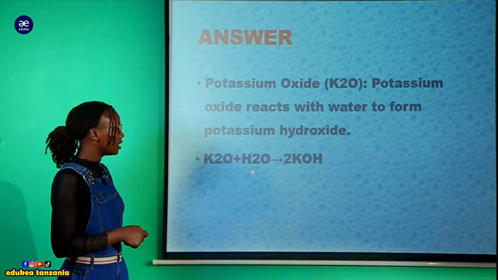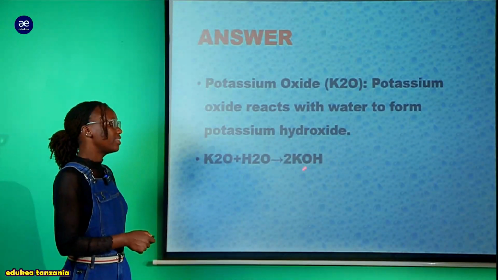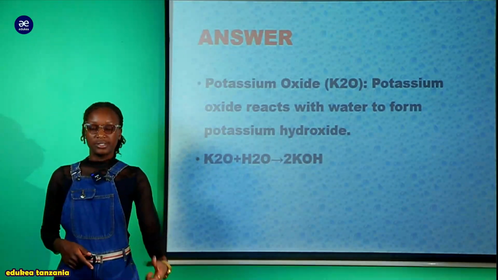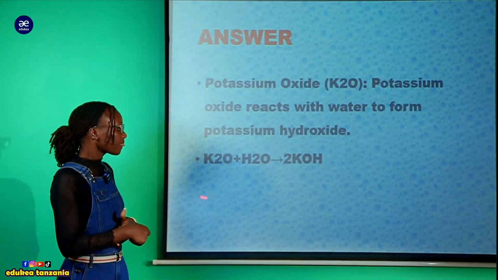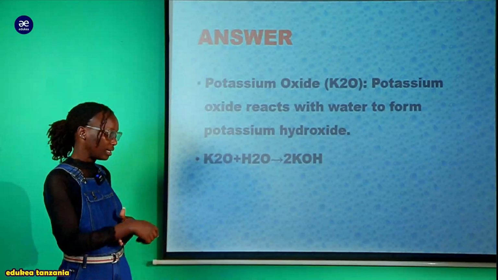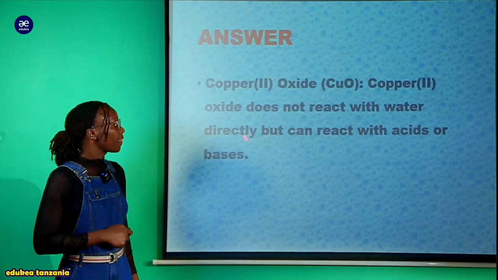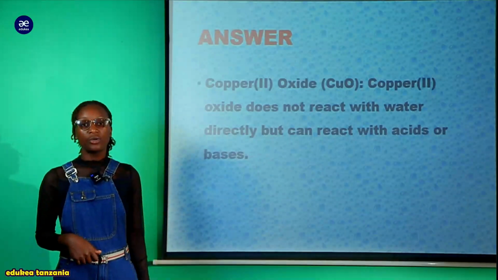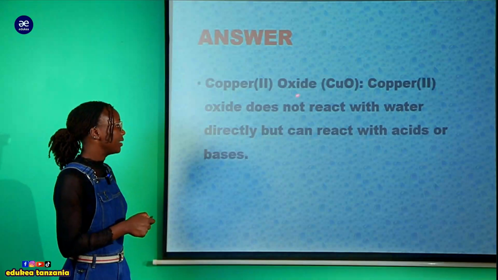Tunapokuja kwa hydrogen, here we have the 2 atoms of hydrogen, the same applies there. So your reaction is balanced. That is how we do. So additionally here, you will add those states of matter, kwamba ni liquid, ni gas. That's your task. Okay, another metal oxide ambayo tulipewa ni copper 2 oxide.